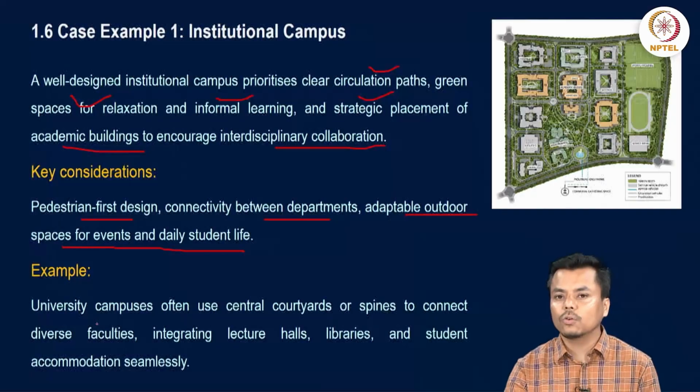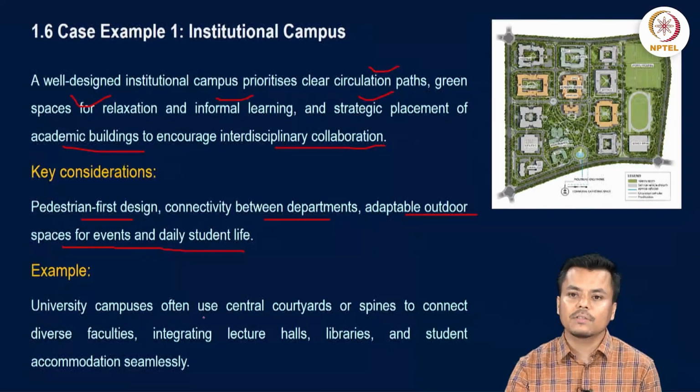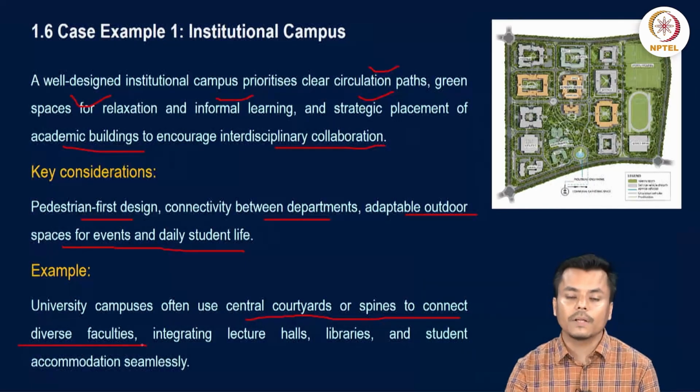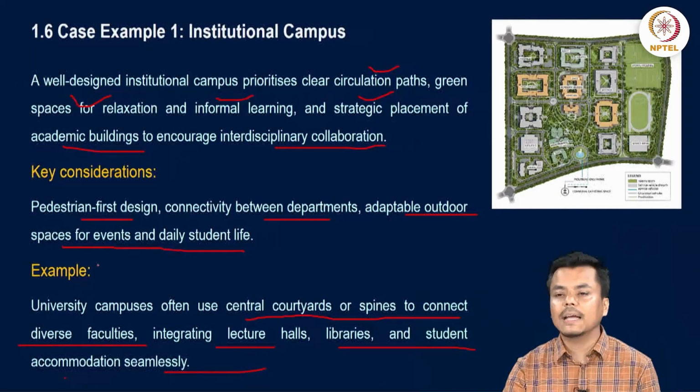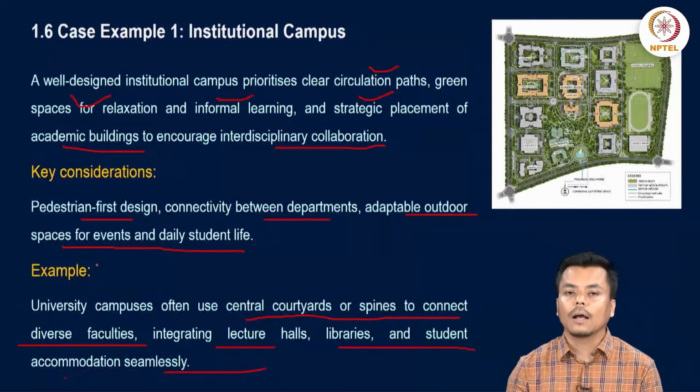In this case, your university campus that you design would often promote the use of central courtyards or spines to connect diverse faculties, that is different disciplines or departments can be connected through courtyards or bridges within the blocks of the site. Integrate lecture halls, libraries and student accommodation seamlessly. That can be an approach, but it purely depends on the idea that you have in your mind. What is the concept that you have developed for the project? Those features have to be partially linked through the site plan also.